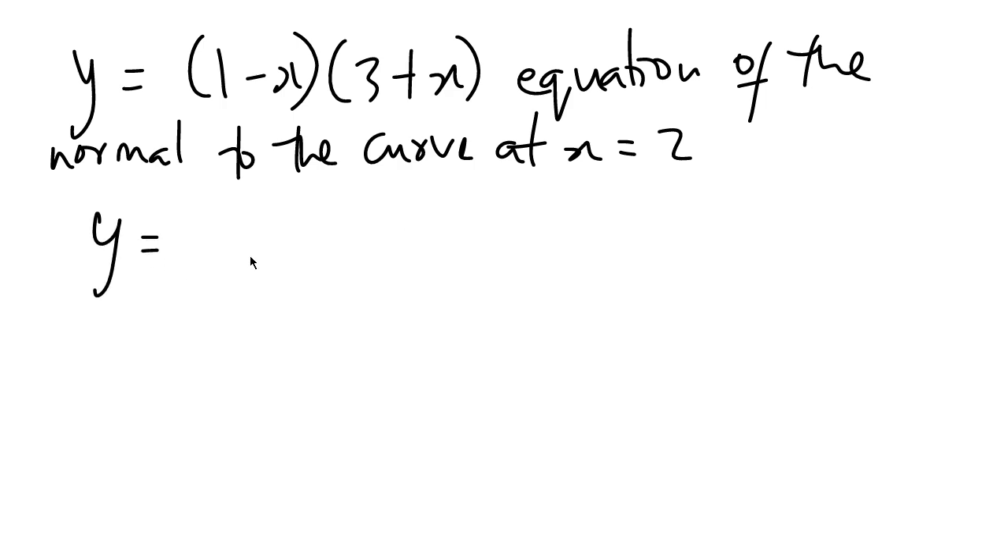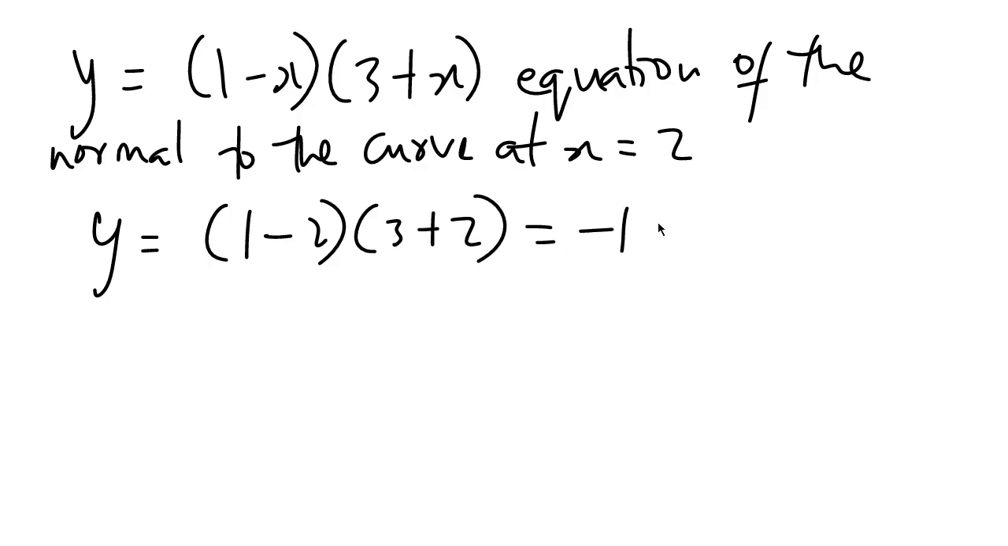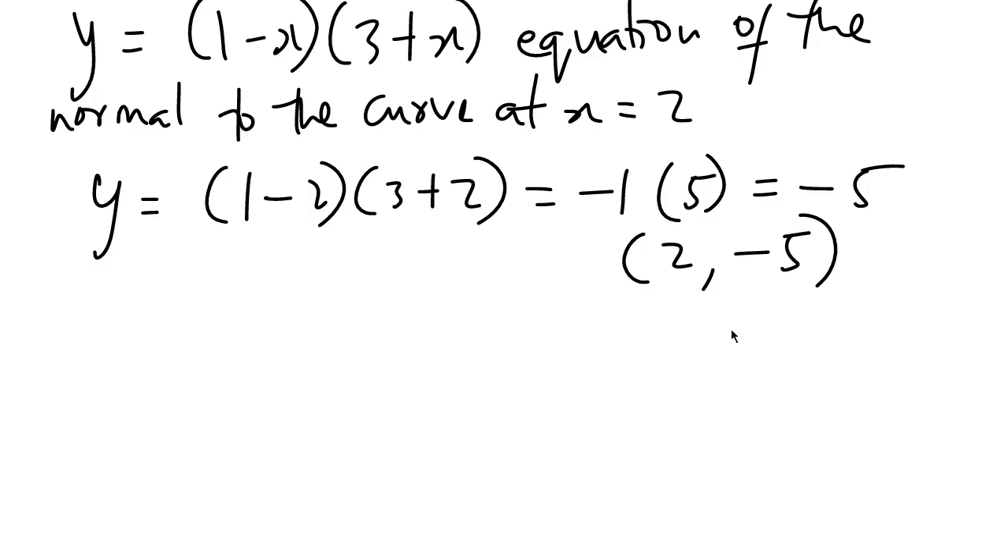And what's that going to be? y will be equal to 1 minus 2 into 3 plus 2. Do you agree? So 1 minus 2 is what? Negative 1 into 3 plus 2, which is 5. And that's going to be what? Negative 5. So we can actually represent the coordinate as what? 2 comma negative 5. Are you following?